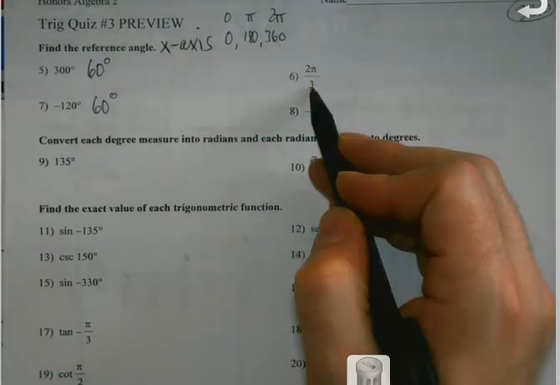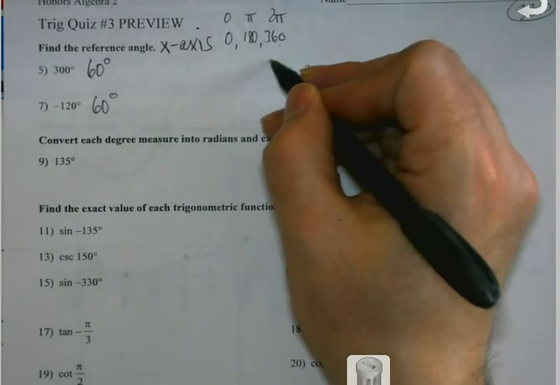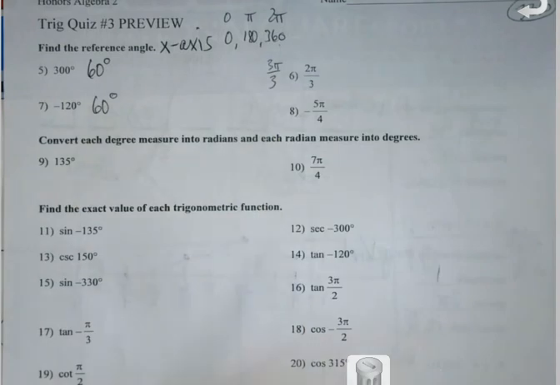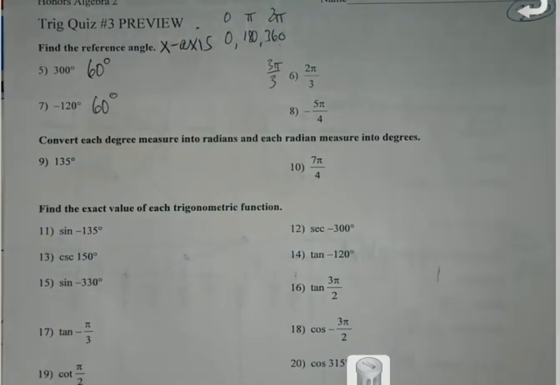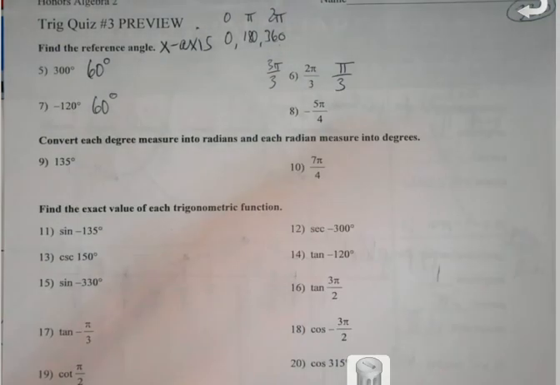2 pi over 3. Oh, geez, Harty, you're throwing fractions at us. Okay, closest one is pi, which is 3 pi over 3. Because again, if you divide a number by itself, it's a whole number. I'm pi over 3 away.